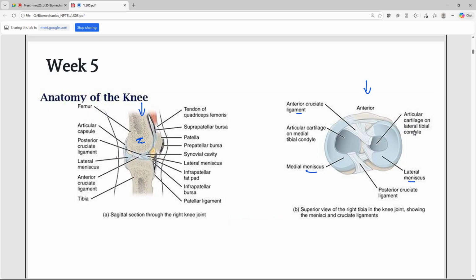And these are the two tibial condyle cartilages on the medial and lateral sides. So this is a structure that supports the femur, the bone that sits on the lower part of the leg.